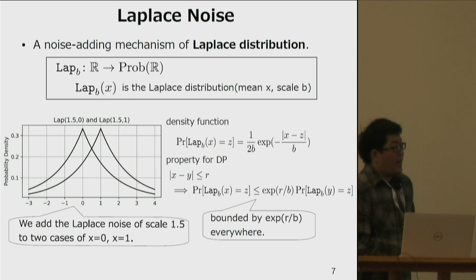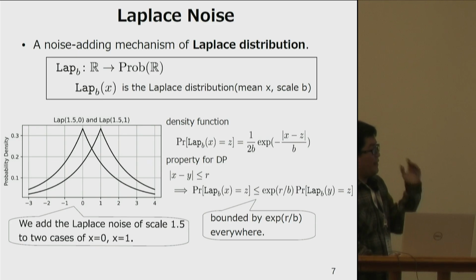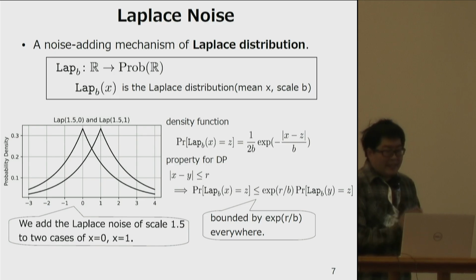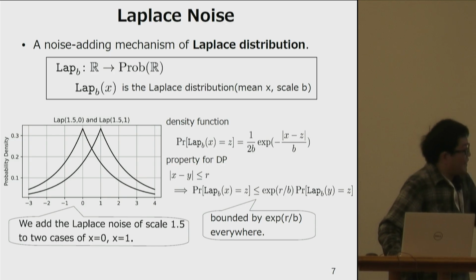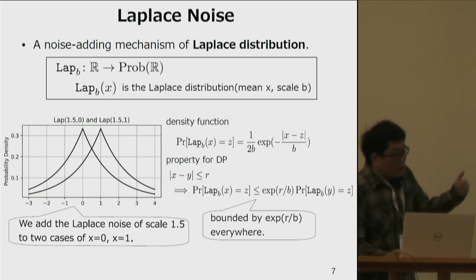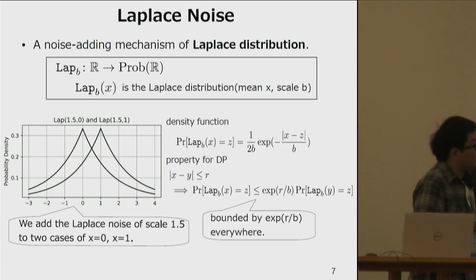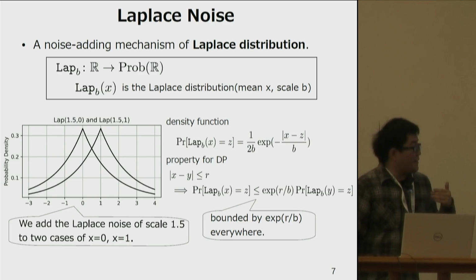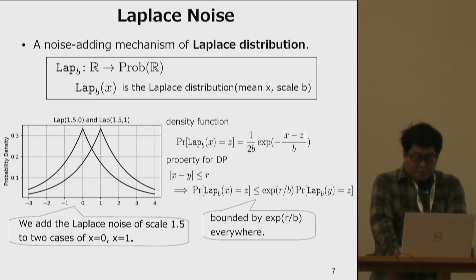The Laplace distribution has a nice property for differential privacy. If the given values x and y differ only by a bounded amount, that is, the difference between x and y is bounded by R, then the ratio between the Laplace of x and the Laplace of y is bounded by e to the R over b. So in short, the ratio of these two distributions is bounded by some constant everywhere.